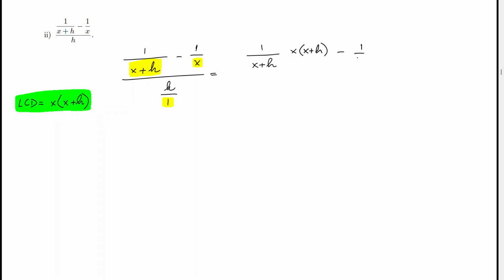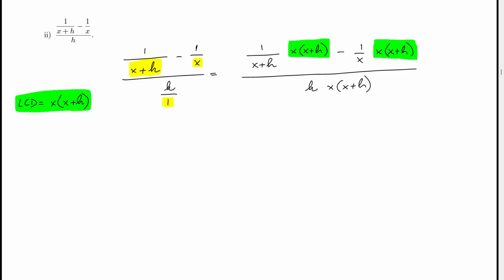The 1 over x that was already there is going to get another x times x plus h. And finally, the denominator that used to be h over 1 will end up with another x plus h next to it. So remember, these guys are showing up because they are the LCD, and this is just one strategy to reduce complex fractions. So we multiply the LCD by every fraction that used to be there, or every term that used to be there.